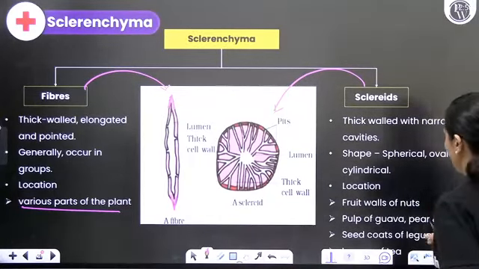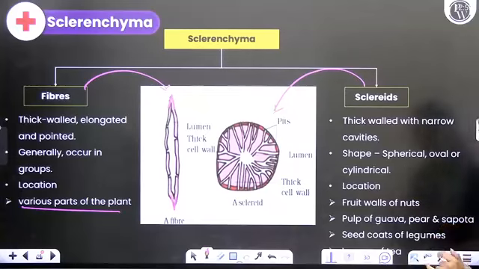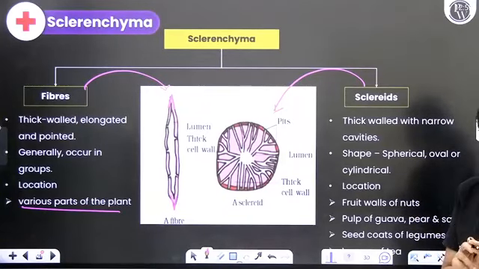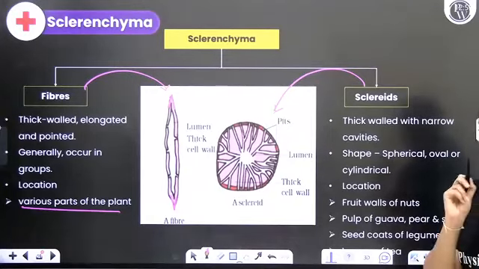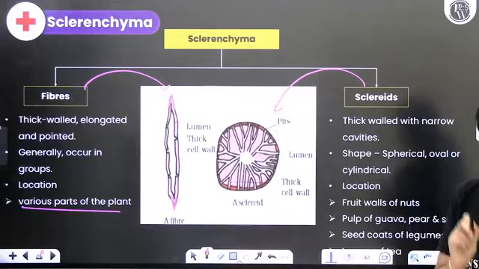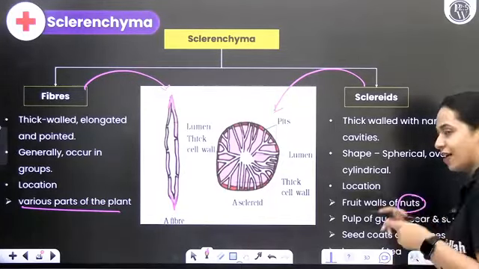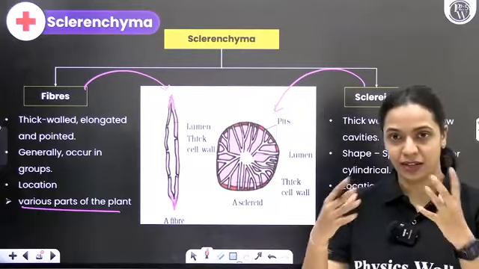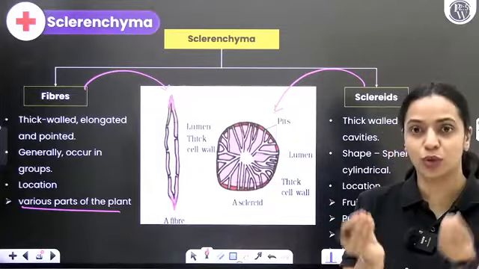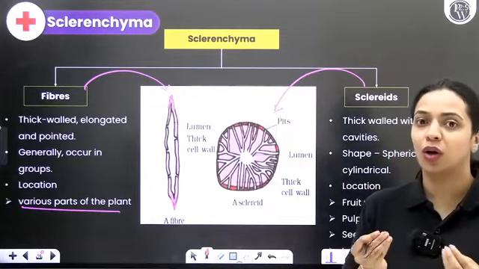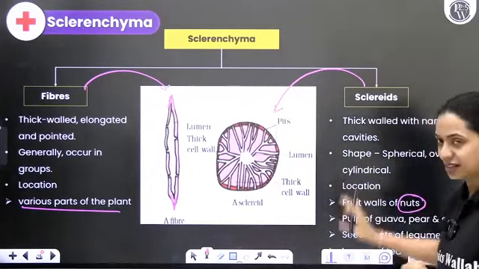All right. So it is present in some leaves. It is present in some seed coats. It is present in some fruit walls. It is present in some fruit pulp. It is present in the wall of the fruit of nuts like walnut. Everybody knows walnut, right? It's like the brain. Outside you have a hard fruit wall. In that fruit wall of nuts like walnut, you can find sclereids.